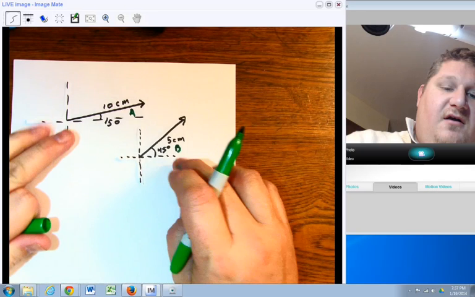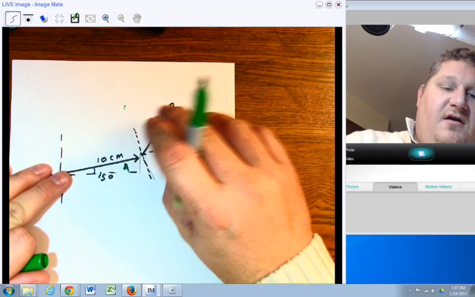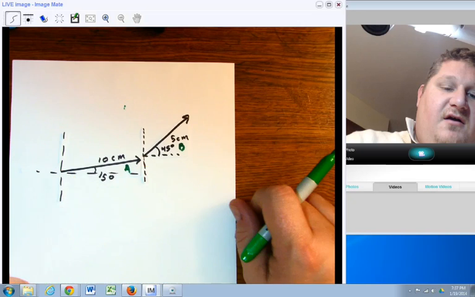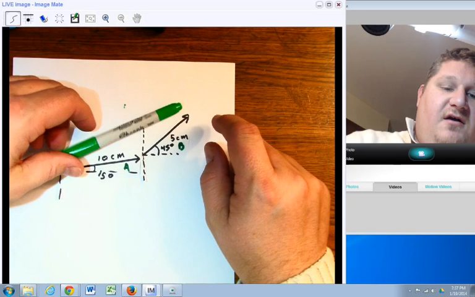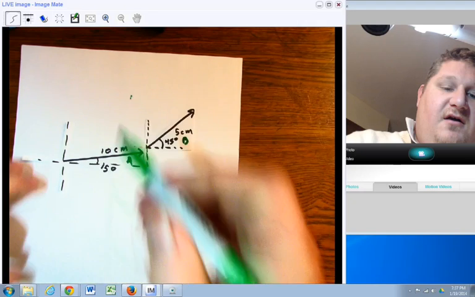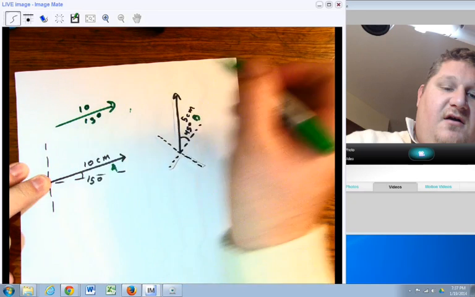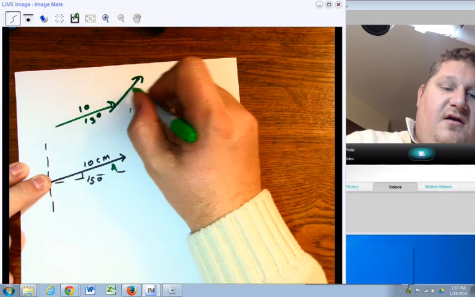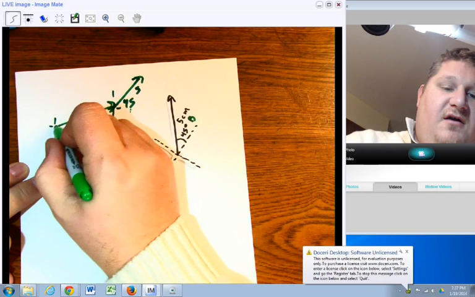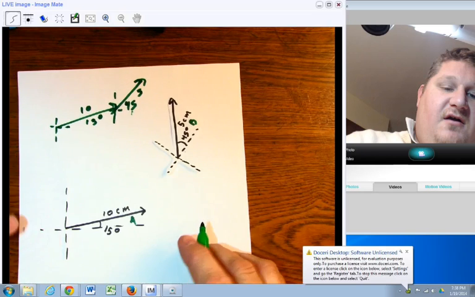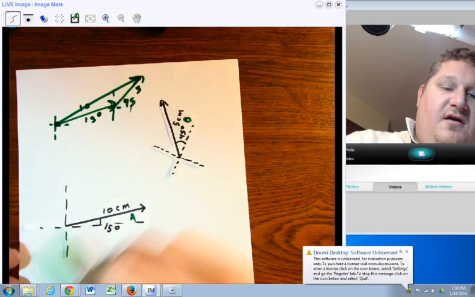Now, we've already figured out what A plus B looks like. So I have A, I'm going to take the tail of B, move it right to the end of A, and that's what it would look like. We would draw the resultant from the tail of the first to the head of the last. Just like that. So in essence, I would have 15 degrees, 10, 5 at 45. You'll notice I always draw the axes in so I have a clear indication of where each angle is. The resultant will be from tail of the first to head of the last. And finding that is going to be a little bit more tricky because I have no right angles.